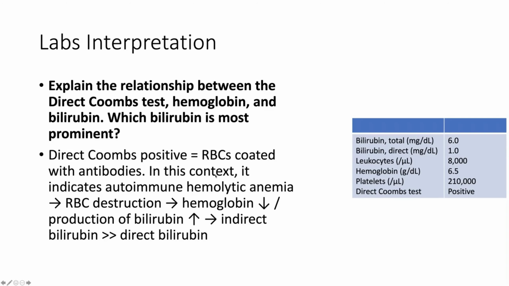That's good. That's great. Now, as Grace pointed out, the direct Coombs is positive. That means that the RBCs are coated with antibodies. So in this context, it indicates that, doesn't necessarily mean it has to be autoimmune, but there's an immune-mediated hemolytic anemia that is leading to red blood cell destruction. That explains why there's low hemoglobin, but also, because bilirubin is the breakdown product of heme, which is part of hemoglobin, that's also why there is an increase in the indirect bilirubin much higher than the direct bilirubin, because all the heme in the hemoglobin in your red blood cells that are being destroyed is being converted to bilirubin.